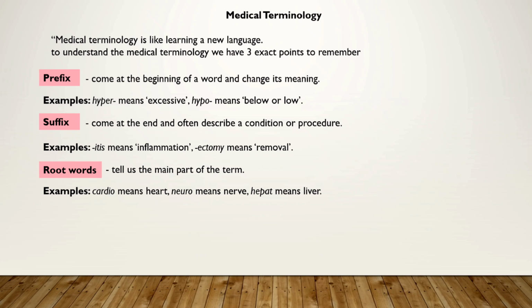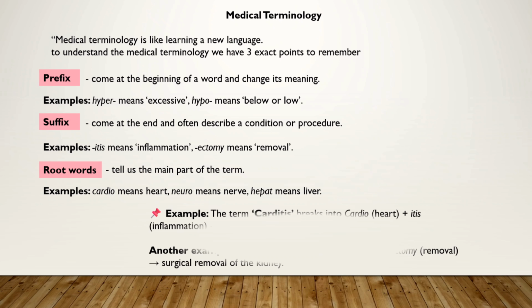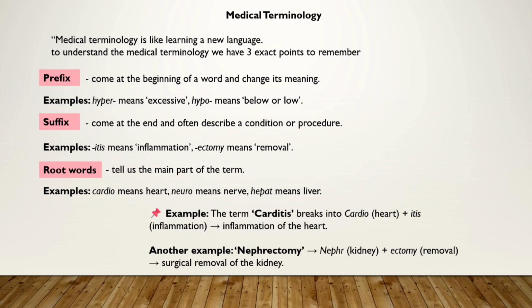And now we will look into an overall example of prefix, suffix and root words. Let's break the term carditis. Cardio means heart, itis means inflammation. So the term carditis overall means inflammation of the heart. Another example, nephrectomy. Nephro means kidney, ectomy means removal. So the overall meaning is surgical removal of the kidney.